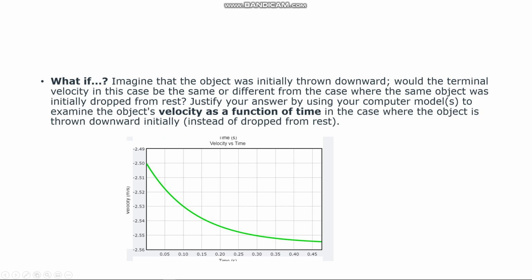Then lastly, if you went ahead and started it with some amount of velocity, if you did positive, it would take longer to actually reach a terminal velocity because the acceleration of gravity is a constant. But if you give it an initial negative velocity, it's actually going to approach the terminal velocity much faster.